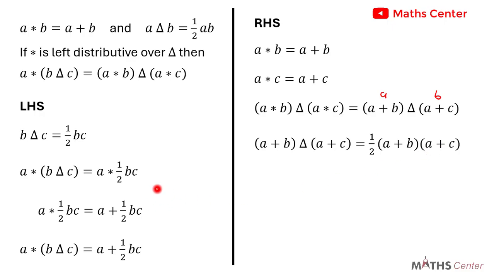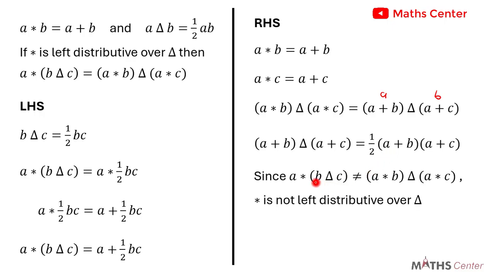So what we have on the left hand side is not equal to what we have on the right hand side. And so because the left hand side, which is A star (B delta C), is not equal to the right hand side, which is (A star B) delta (A star C), we can say that star is not left distributive over delta. Let's consider the next question.